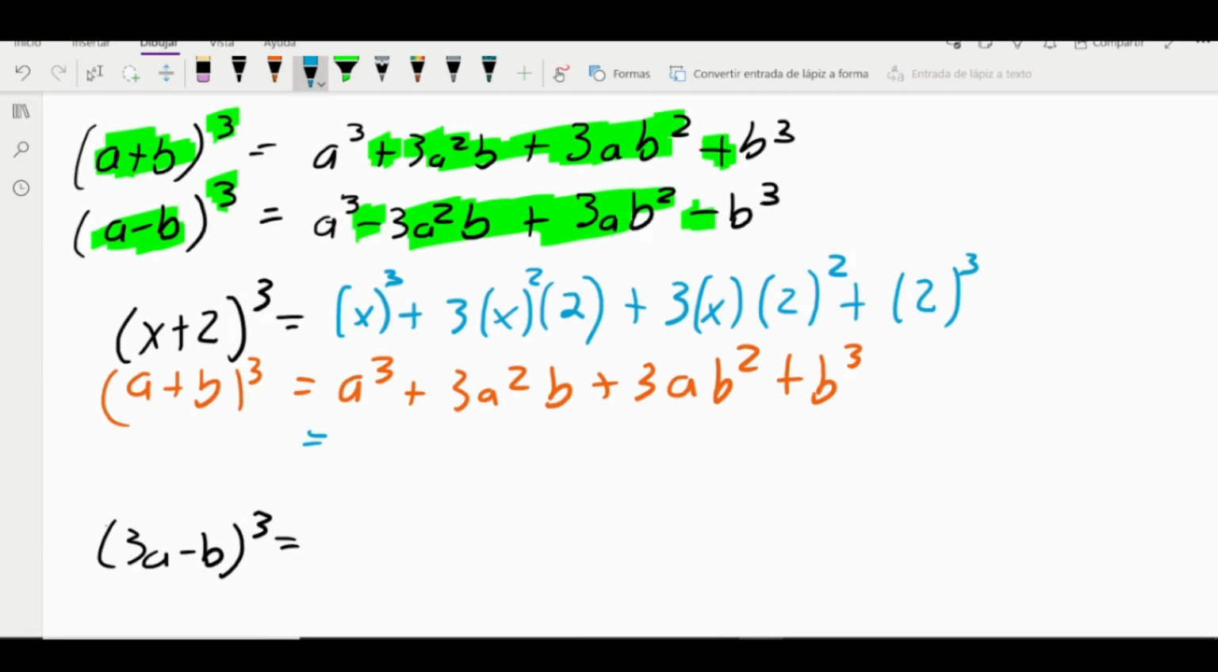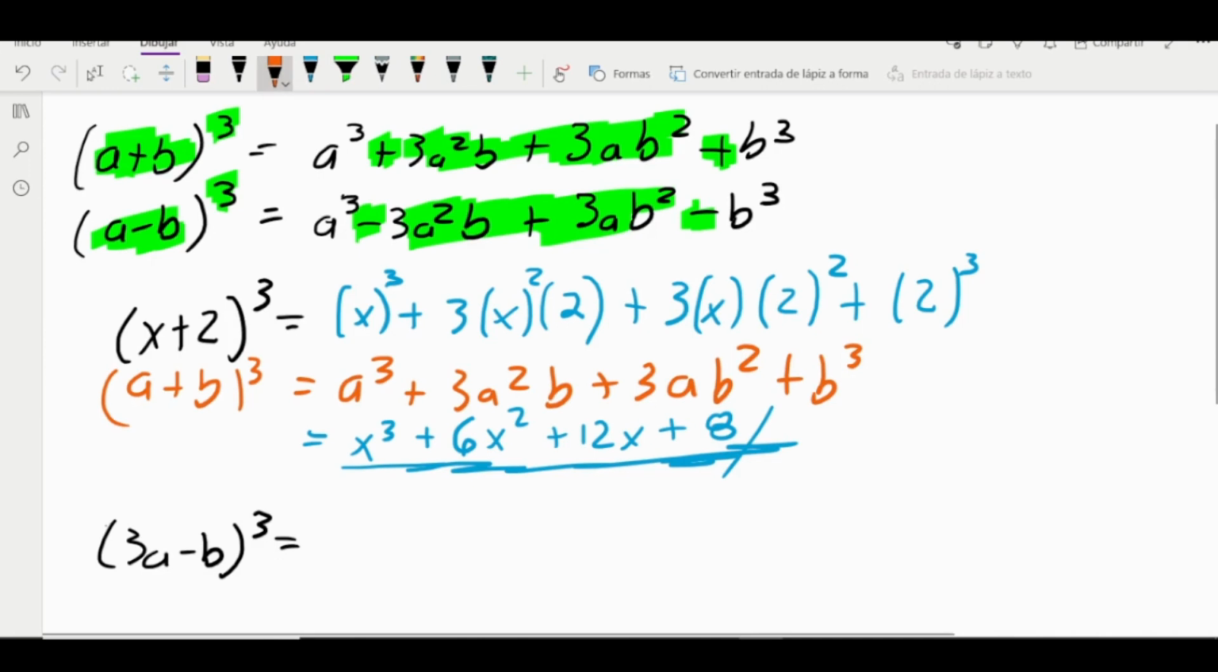So here is going to be x cubed plus 3 times x squared times 2, which is 6, and x squared stays x squared. It's simple. And here we have 3 times x times 2 squared. 2 squared is 4, so 4 times 3 is plus 12, plus 12 times x. And the last term is 2 to the cube, so 2 times 2 times 2 is plus 8. If we check, we don't need to simplify anything. This is the answer. And that's for the addition.